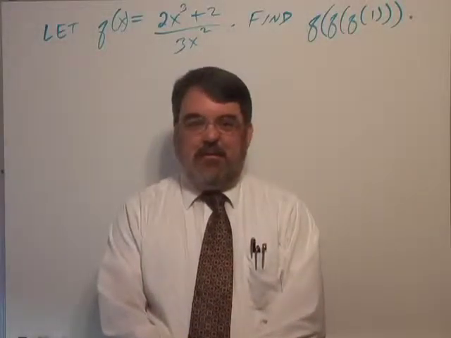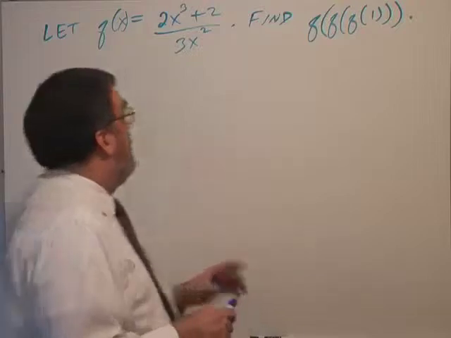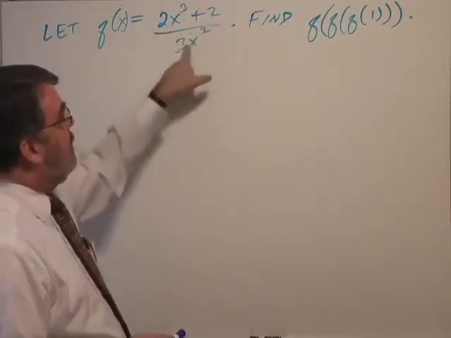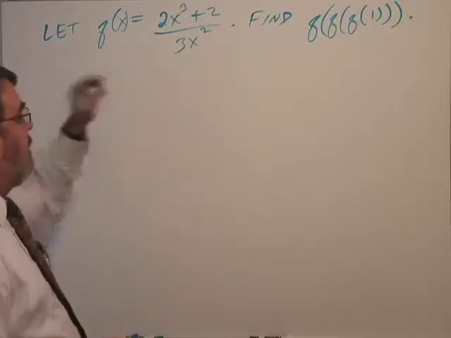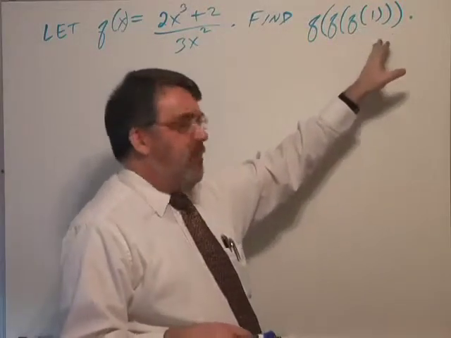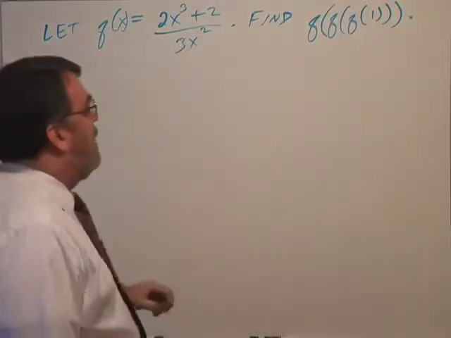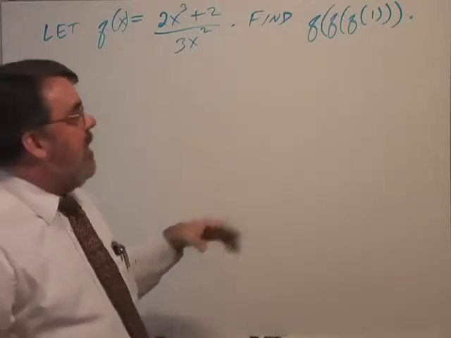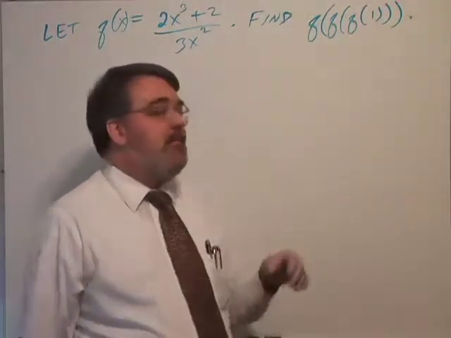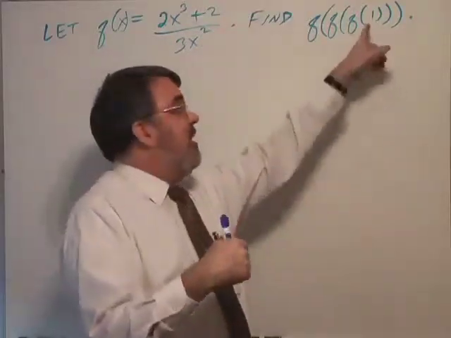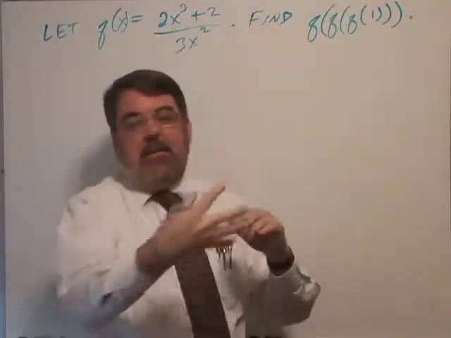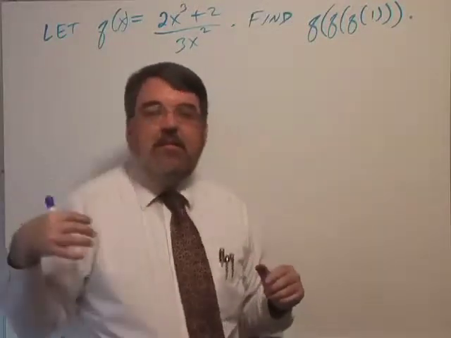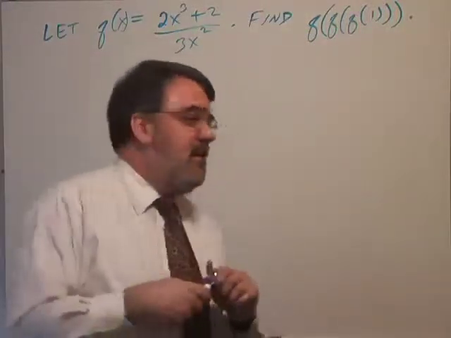Here's an iterative process. Let f of x equal to the function 2x to the third plus 2, all divided by 3x squared. Find f of 1. Okay, so here instead of having f of g of x or f of g of 1, we keep recycling the same function. So the input goes into f, and that output goes back into f, and that output goes back into f. So this repetitive process is an iterative process.